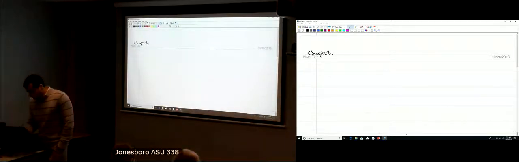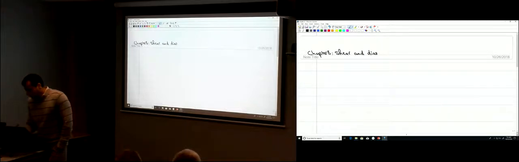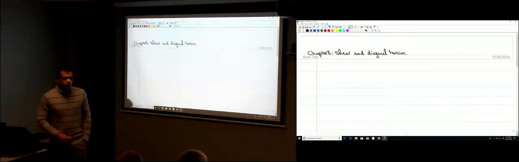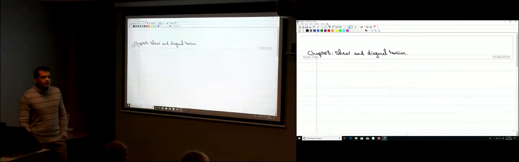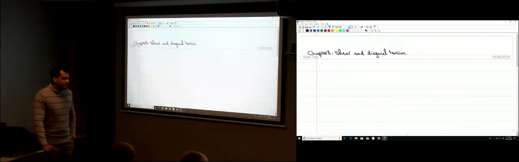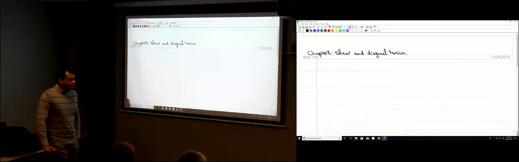Chapter 8 covers shear and diagonal tension. What we studied in all the previous chapters, in chapters 2, 3, 4, 5, was flexure in beams.